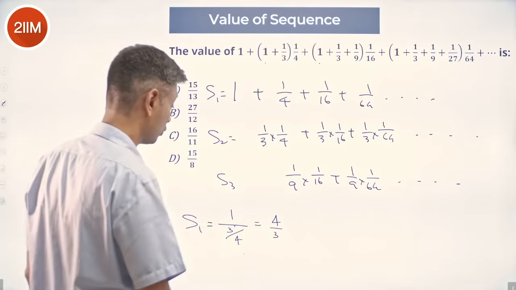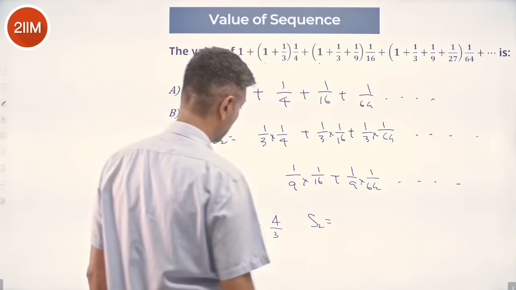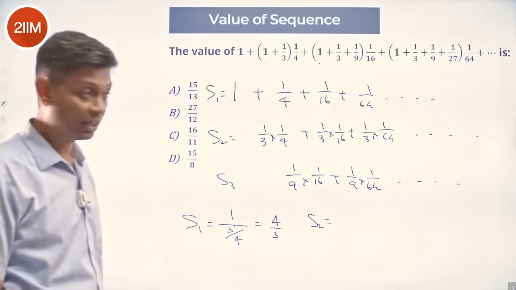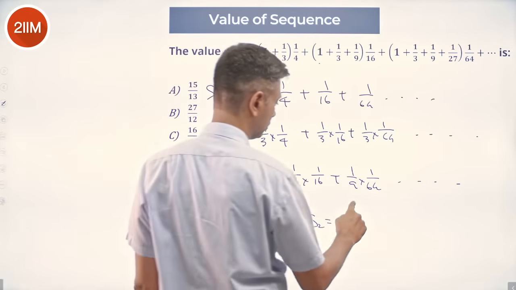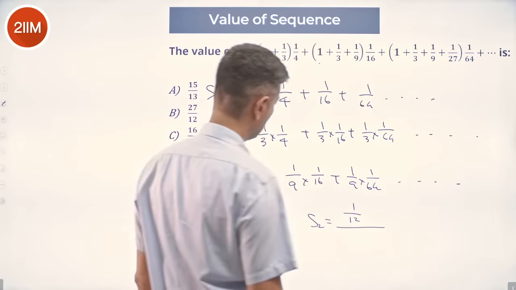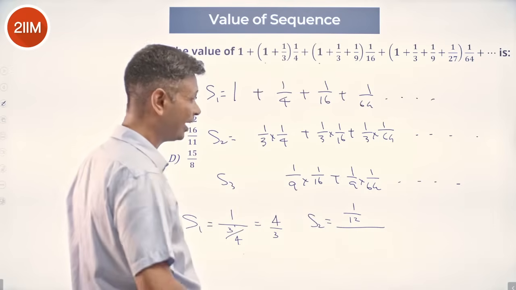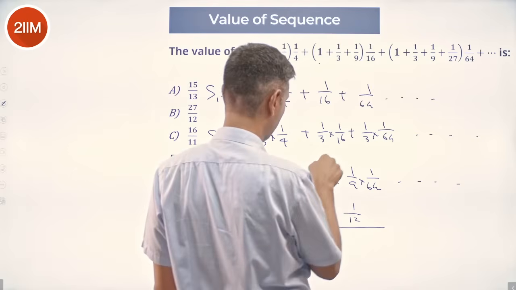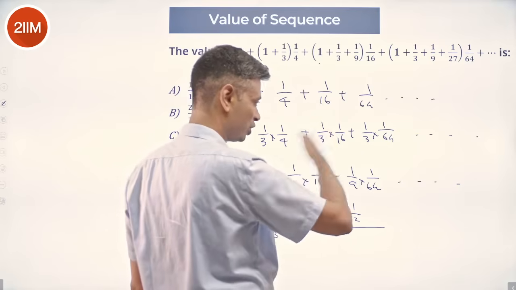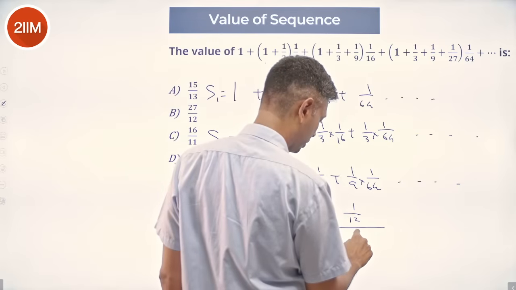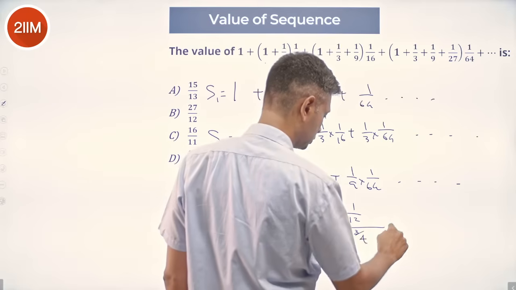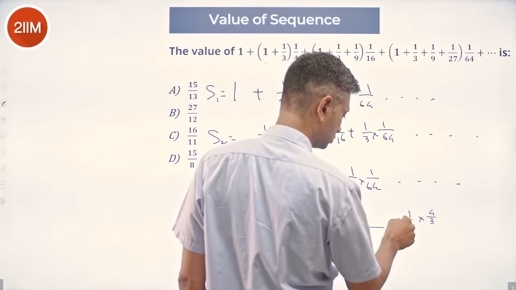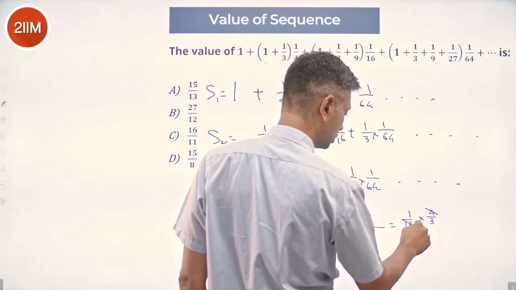So far so good. Let's do sum 2. The first term is 1 by 3 into 1 by 4, which is 1 by 12. The common ratio is again 1 by 4: 4, 16, 64, the 1 by 3 remains the same. So 1 by 12 by 3 by 4, which is 1 by 12 into 4 by 3, or 1 by 9.